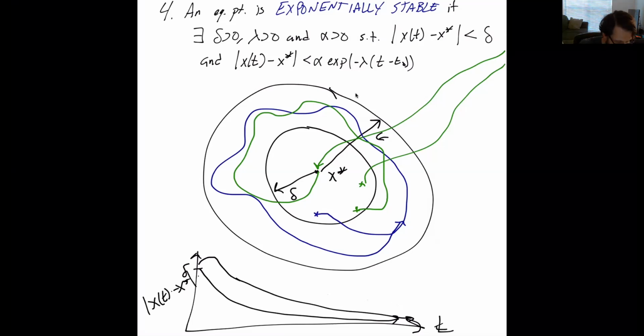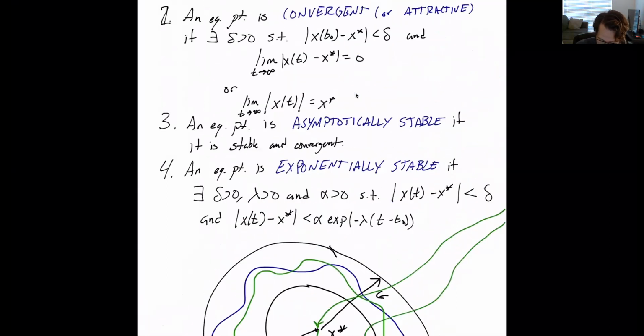So next, those are the definitions of stability. Namely, remember we have stability, convergence, asymptotic stability, and exponential stability. Note that these are all local notions. If we wanted to make it global, what would we do? Well, we would remove the assumptions on the initial conditions for the convergence.